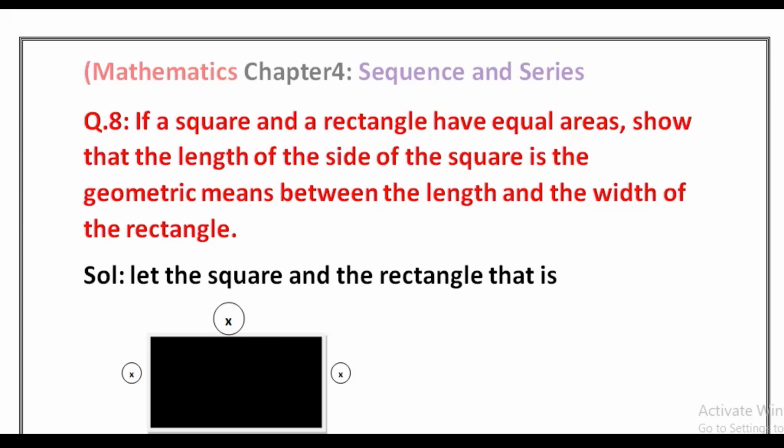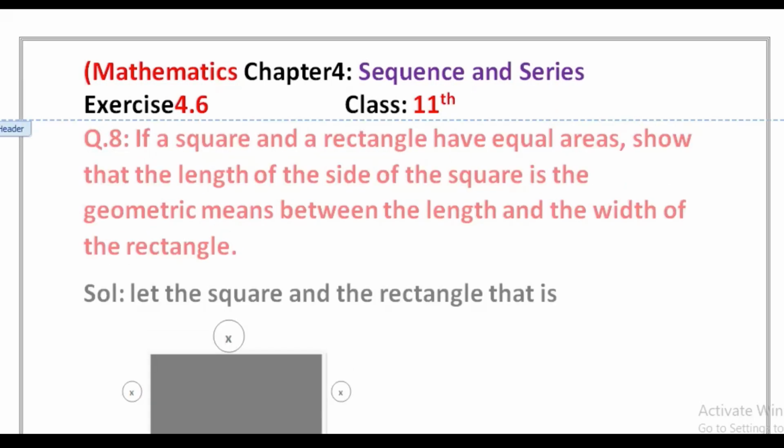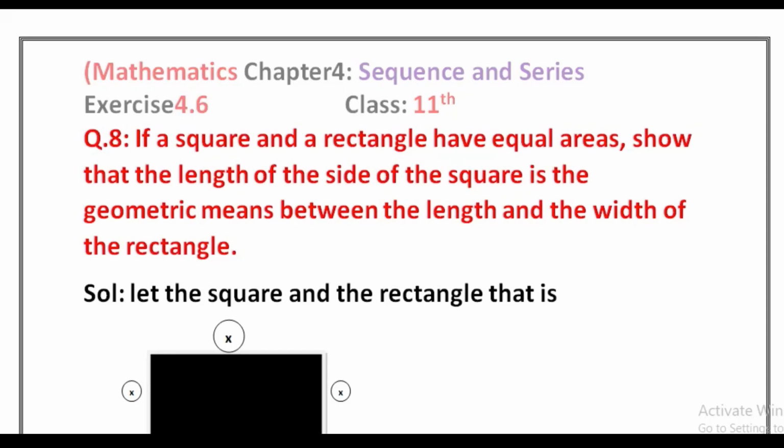In this lecture I will solve exercise number 4.6, question number 8, that is most relevant from the paper's point of view. So let's start. If a square and a rectangle have equal areas, show that the length of the side of the square is the geometric mean between the length and the width of the rectangle.